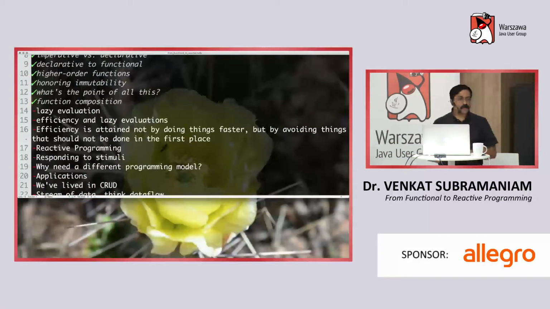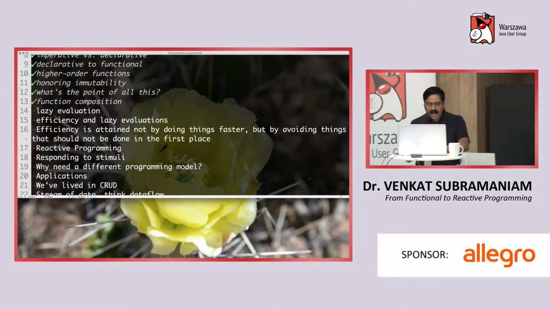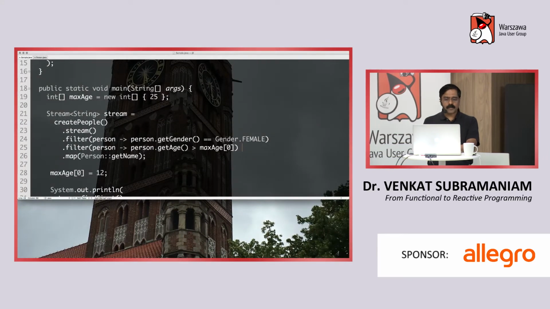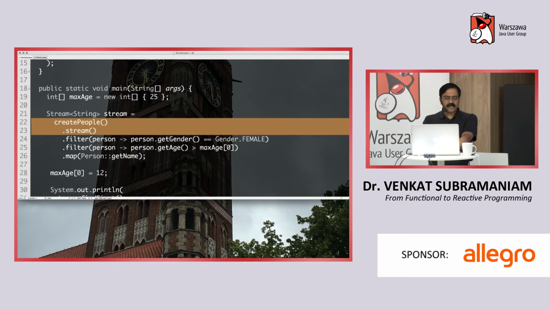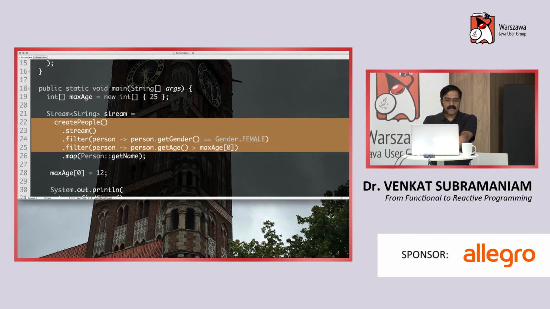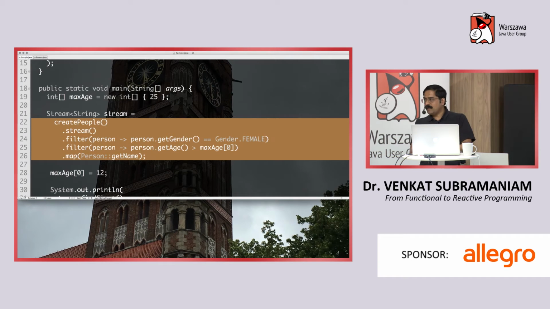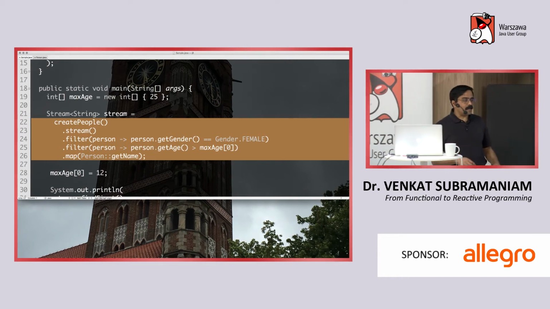Well, the very first charming feature of functional programming is function composition. Notice how beautifully we are able to take the result of this function, pass it to the stream, take the result of the stream and compose it into filter, take the result of the filter and compose it in another filter, and then take them and do a mapping. That becomes the function composition. So one of the key strengths of functional programming is composing all these functions together.